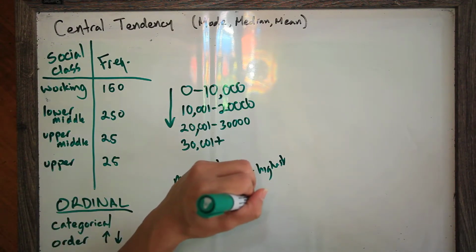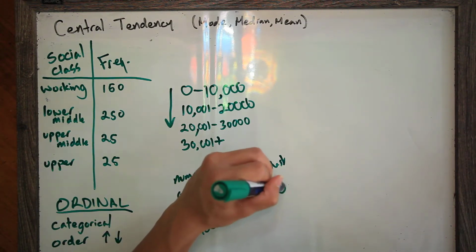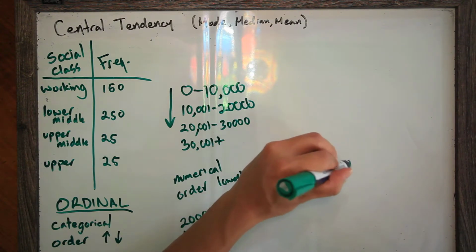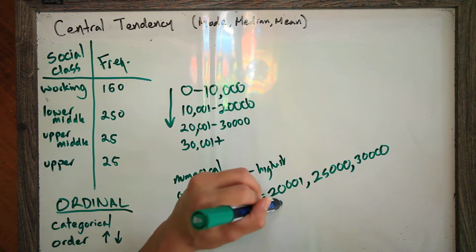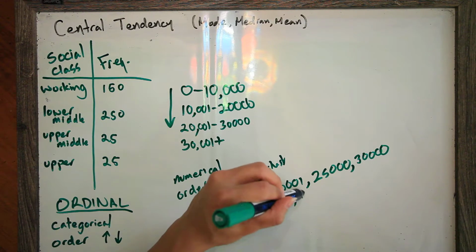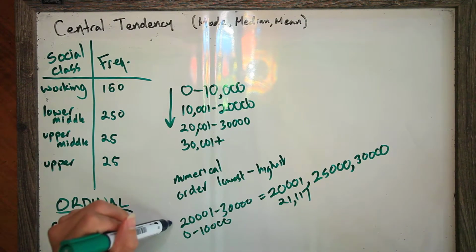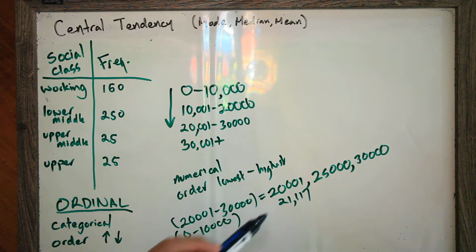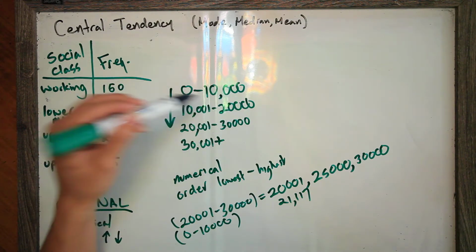Because anybody who answers in this bracket, they could make 20,001, they could make 25,000, they could make 30,000, they could make 21,117, right? We have no idea how much they actually make. We just know that they're in this range. And the same goes for this 0 to 10,000 group. So we can't know the exact values when the numbers are ranges like this.